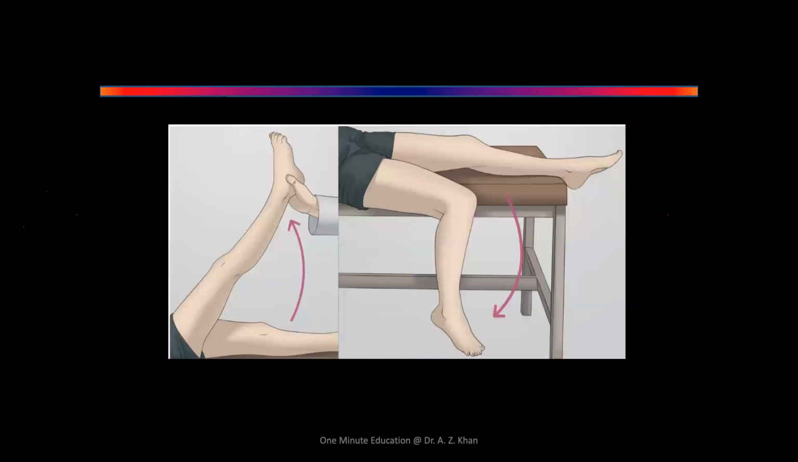What is being done? Describe the sign. There are two aspects to the sign. There's one to the right and one to the left. And describe what is being done. Which condition is this test used in? One is you're hanging the leg outside the examination couch, and the second is you're lifting it up.